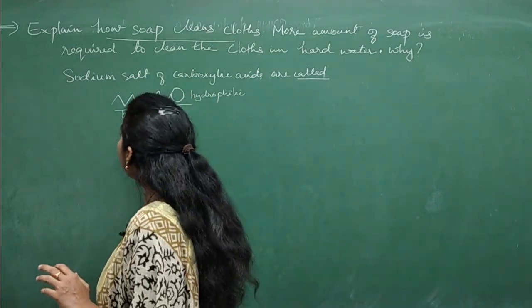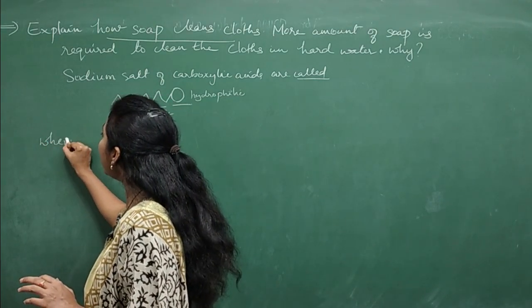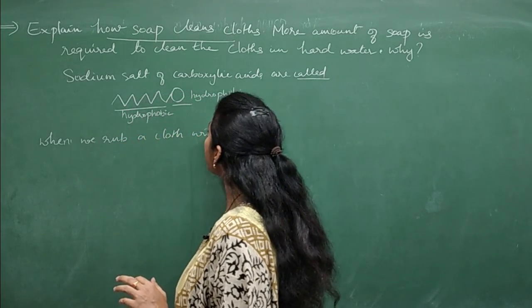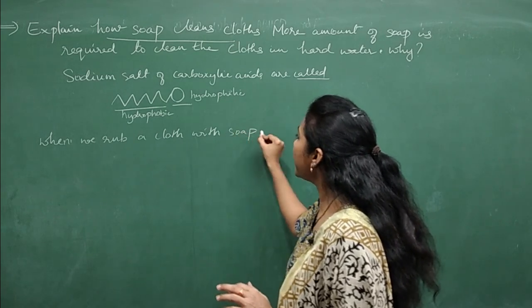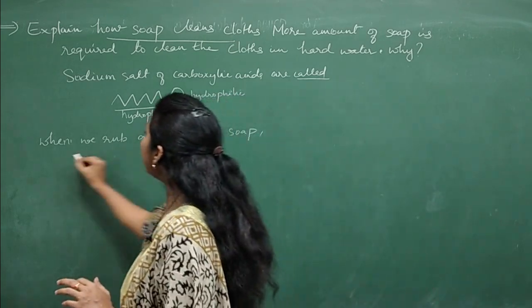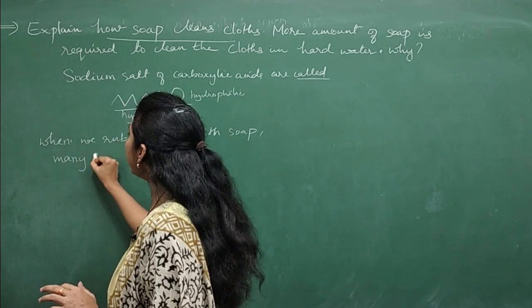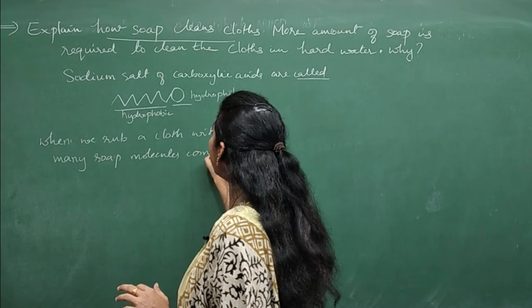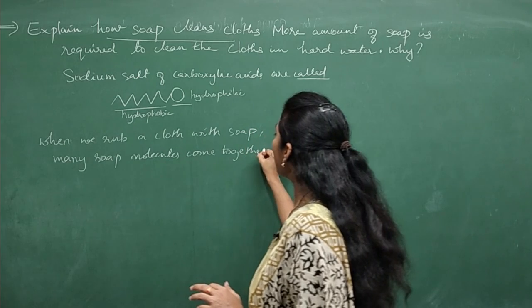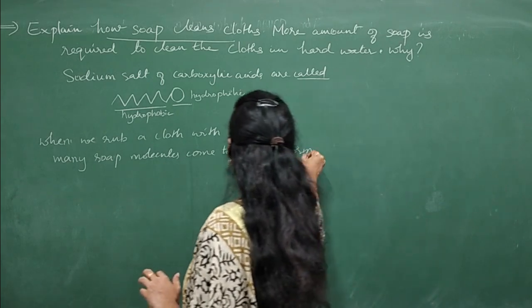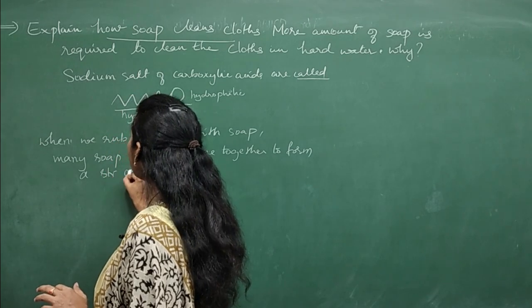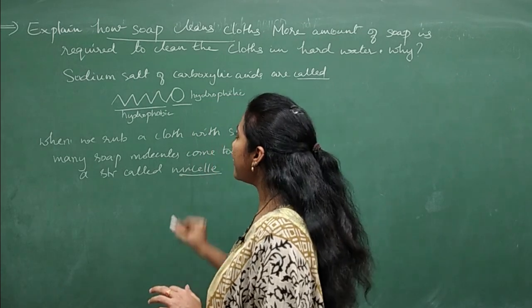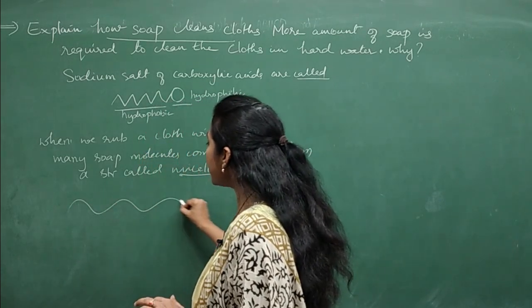Okay, so what happens when we rub a cloth with soap molecules? With soap, many soap molecules come together to form a structure called micelle. So here forms a structure called micelle. In the sense, say for example, you can show this diagram, no problem.